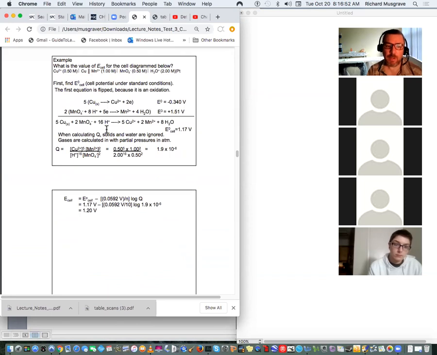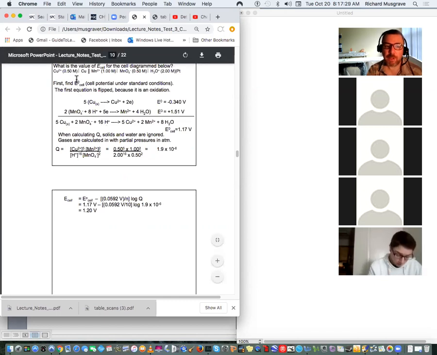The Q is going to be anything that has a concentration associated with it, and it's always products divided by reactants. So we've got Cu2+ to the power of 5, and Mn2+ to the power of 2. On the bottom, we've got MnO4- to the power of 2, and H+ to the power of 16. You'll notice that in the Q expression itself, there's no mention of any solids, and there's no mention of water. Just anything that has a concentration associated with it.